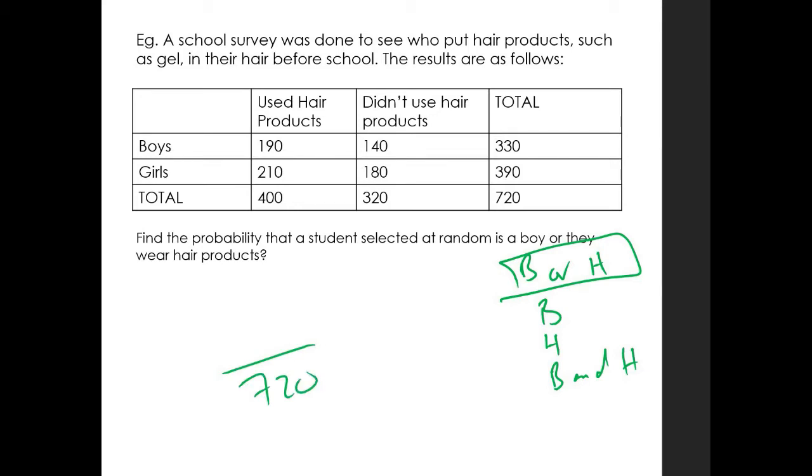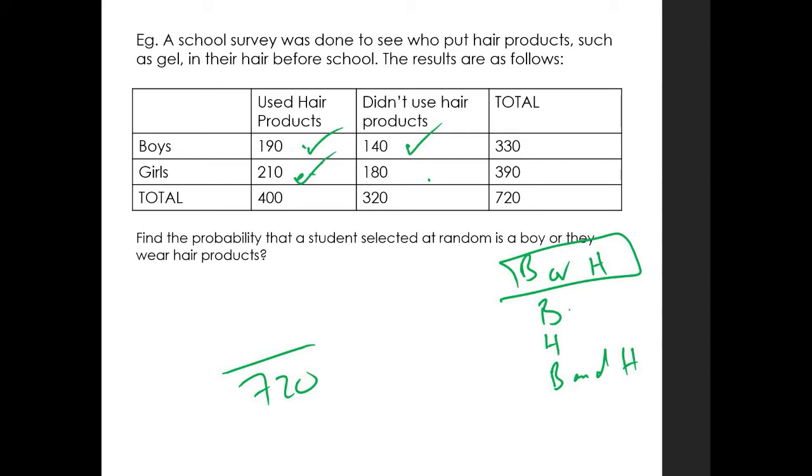Now you should look in the middle here at these four and ask yourself which ones include boy or hair products. Firstly, we start with 190. Does that include boy or hair products? Well, it includes both, so definitely. What about this one, boy who didn't use hair products? It does not have hair products, but it includes a boy, so I'm going to include it. What about this one? This is the hard one. Does it include boy or hair products? Yes, it does. Even though it says girl there, so it's not boy, it is hair products, so it's included.